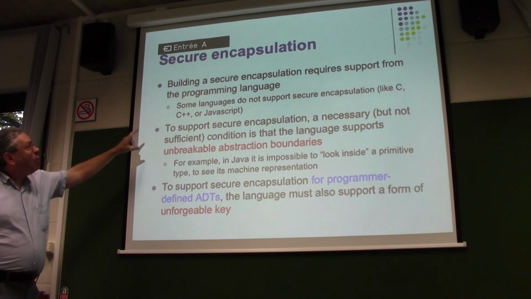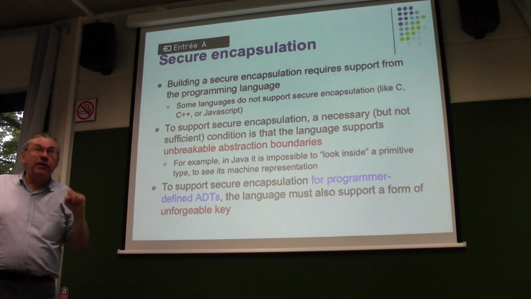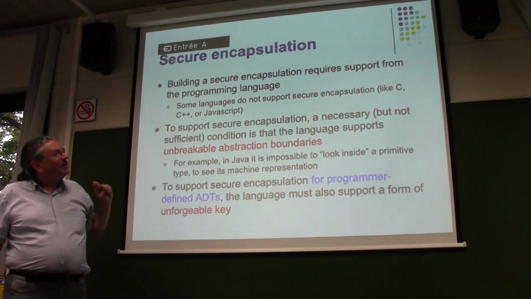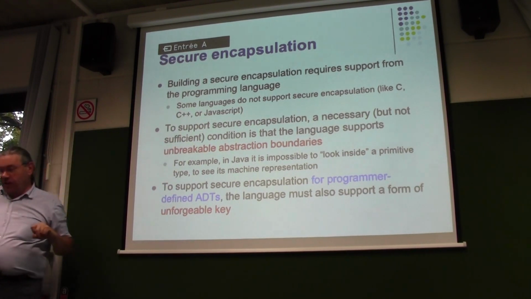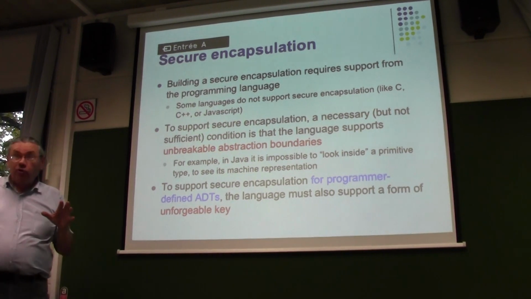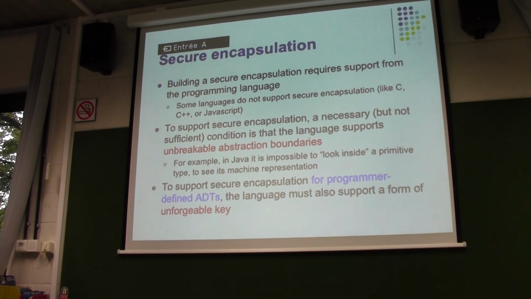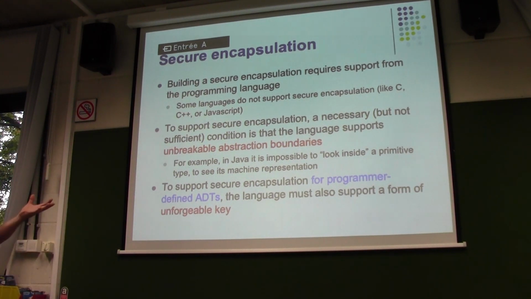Okay. So the point is that we have to build a secure encapsulation. There are languages that do not support it, older languages, like C or C++ or JavaScript. They are completely leaky. In a language like C or C++, you can do casting and you can actually look at what's in memory, at the bit representation. So that's very bad. In terms of software engineering, that's completely broken.